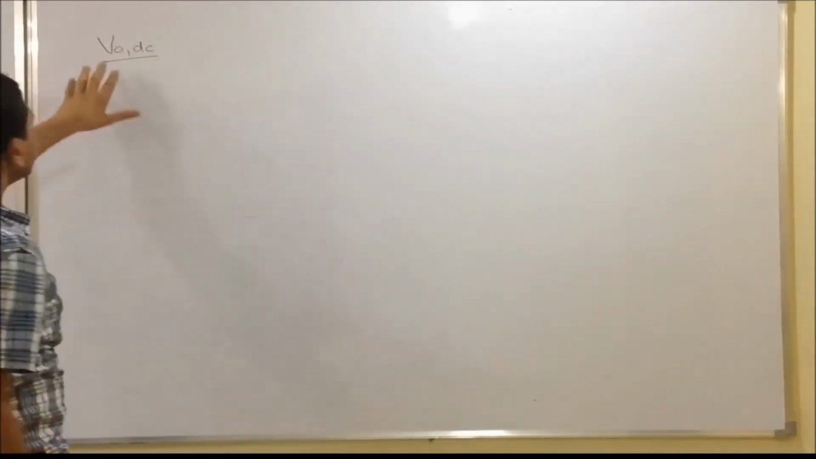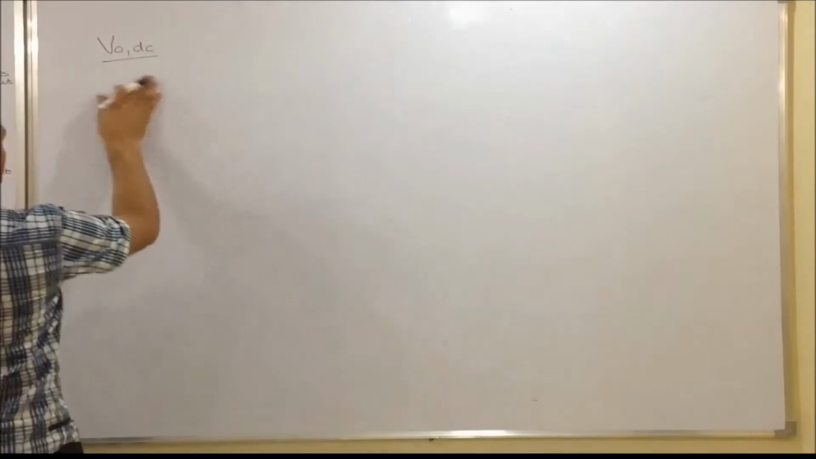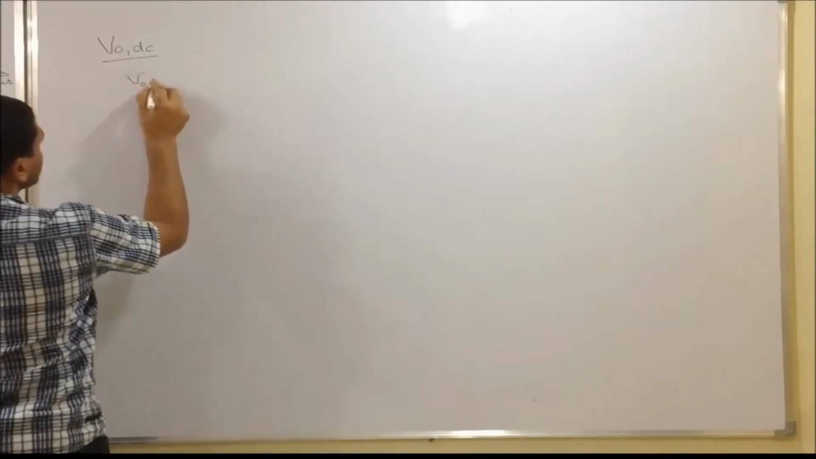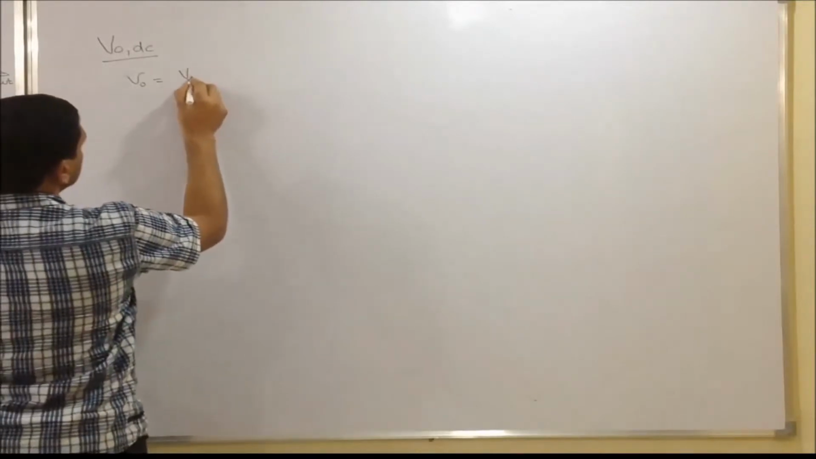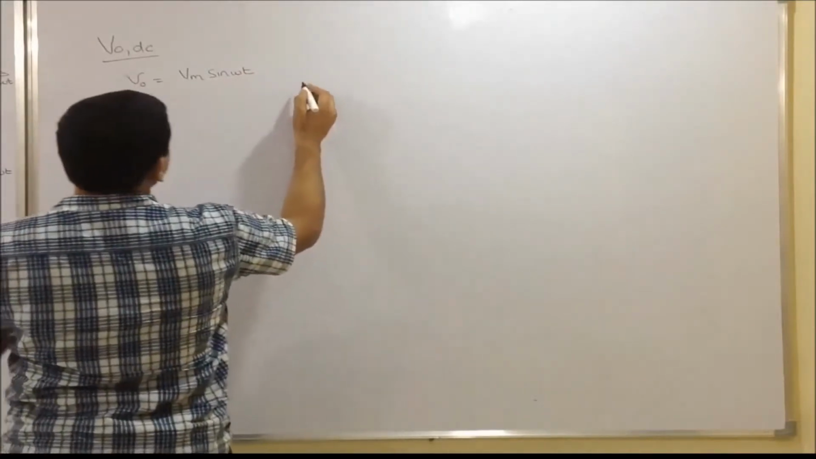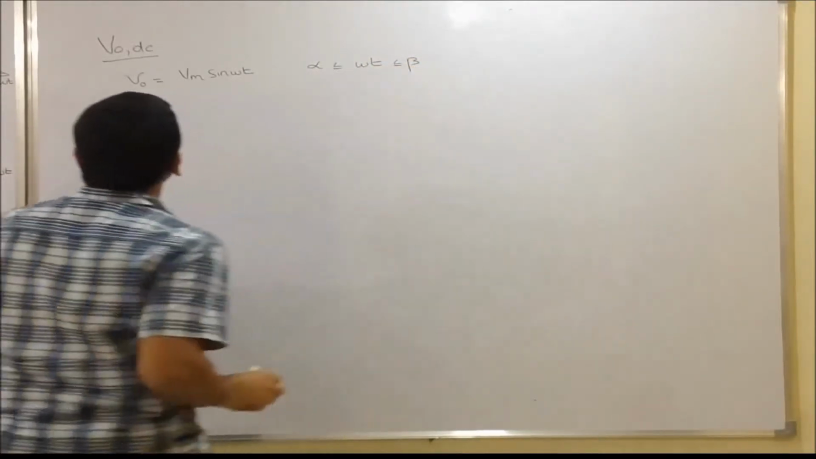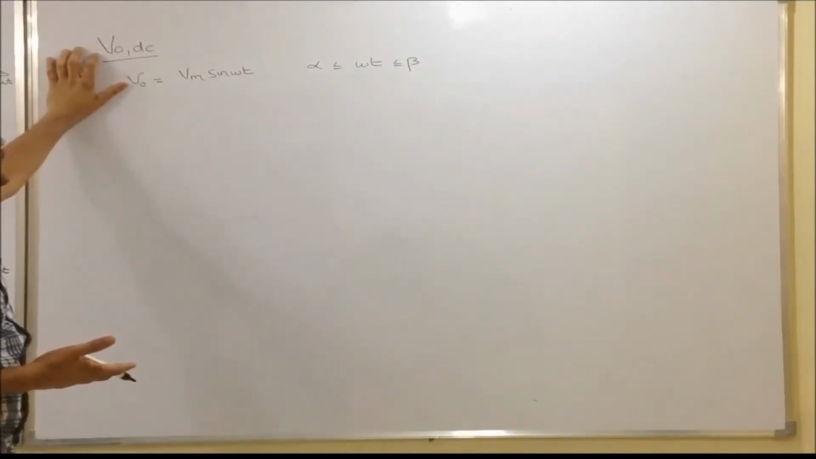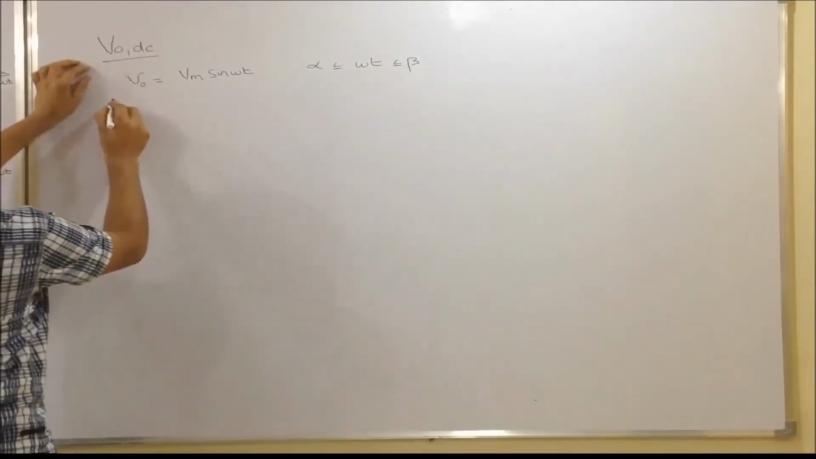Now, to calculate V0 DC, you have to refer to the waveform, like how V0 is. V0 instantaneous equals Vm sin omega t, from alpha less than or equal to omega t less than or equal to beta. Again I am repeating. We want to calculate V0 DC. For calculating V0 DC, we have to have the mathematical model, like how the V0 instantaneous is.